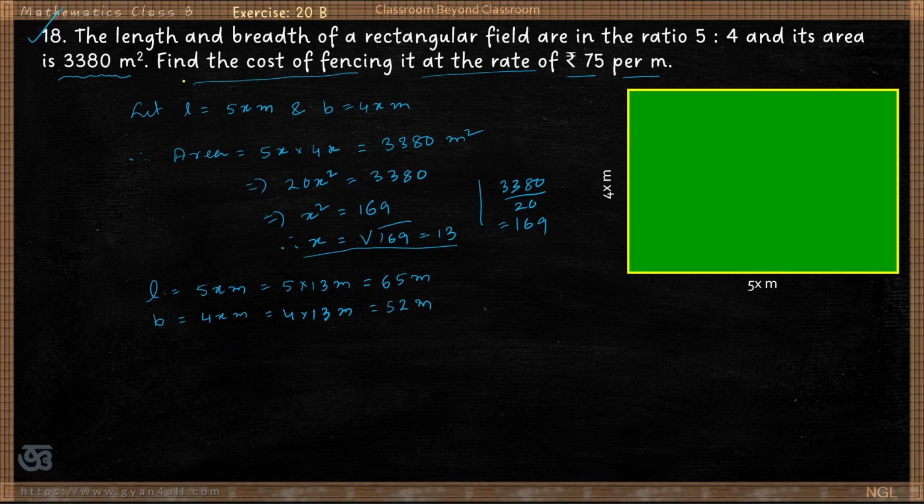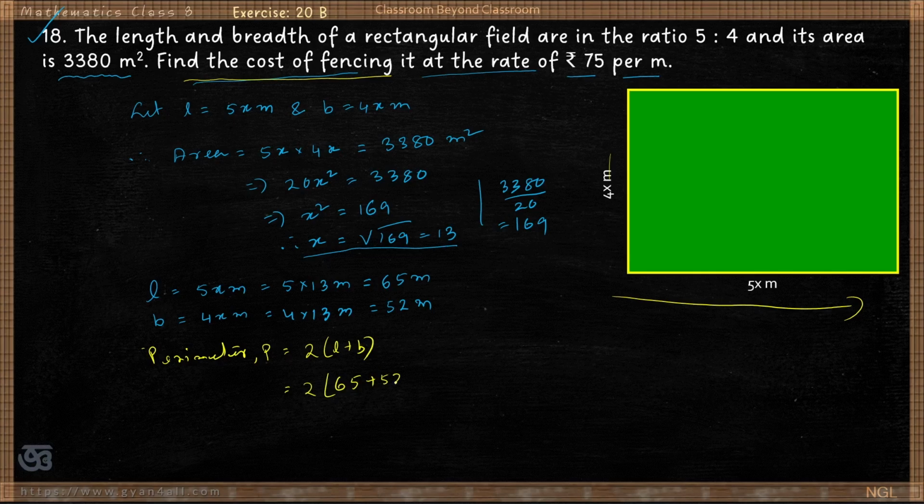Now we have to give a fencing around this. That means we have to find out the perimeter. So we find the perimeter of the rectangular field. P is equal to 2 times (L plus B), and that is equal to 2 times (65 plus 52) meters, that is equal to 2 multiplied by 117 meters, and that is equal to 234 meters. So for 234 meters we have to give the fencing.